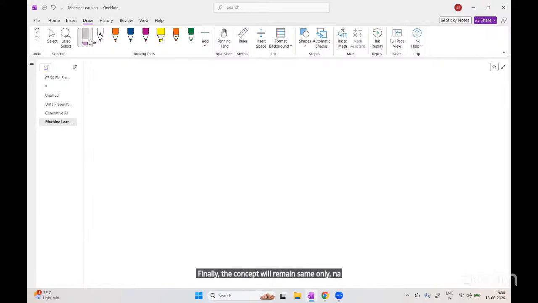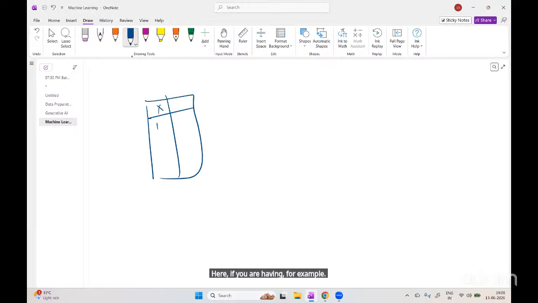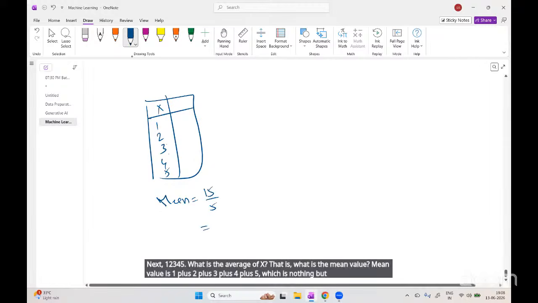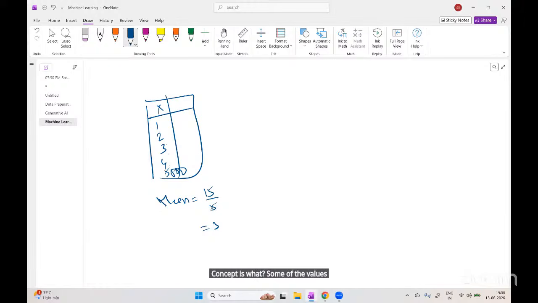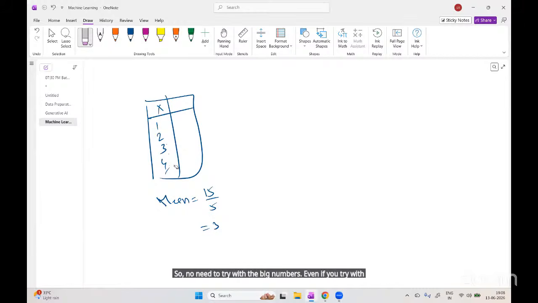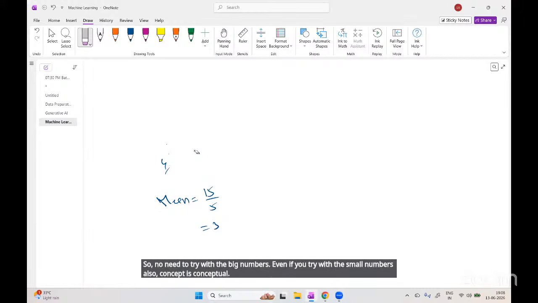Concept is concept only. Here, for example, if you have X as 1, 2, 3, 4, 5, what is the average of X? That is, what is the mean value? Mean value is 1 plus 2 plus 3 plus 4 plus 5, which is nothing but 15. 15 by 5 is 3. Here 5000 can also be there. The concept is: sum of the values divided by the total number of values. That is the concept. The concept will not change based on big numbers or small numbers. So no need to try with big numbers. Even if you try with small numbers, concept is concept only. Is the point clear?